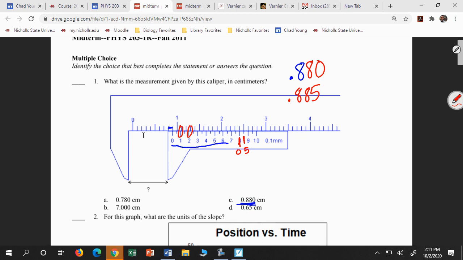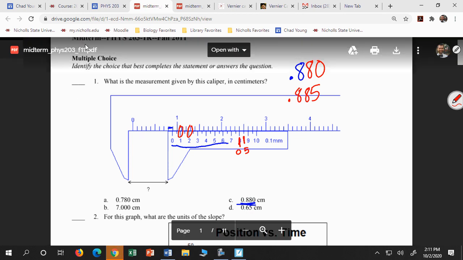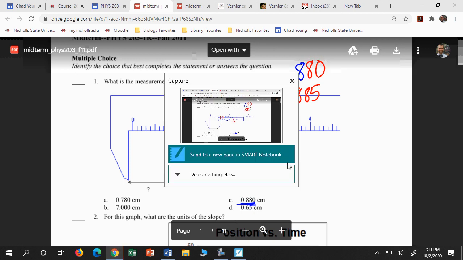All right, that's the second question that's on the exam. The third question that's on the exam is on every exam that we've ever given.